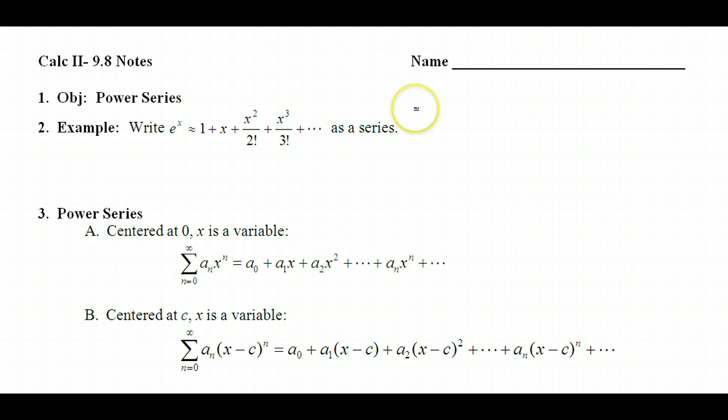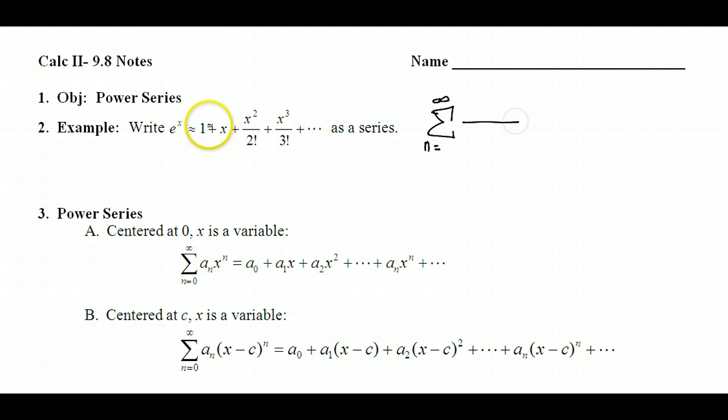As it goes on forever, we can write this function e to the x, which is approximately this polynomial, as a series. So to start, when we write it as a series, we need our summation, and usually we're going to use n. So n is equal to either 0 or 1. It kind of depends on the situation where you're going to start, and then obviously we're going to infinity here.